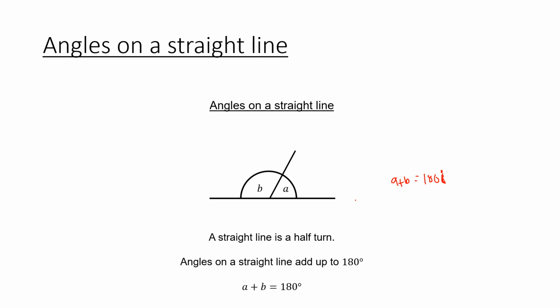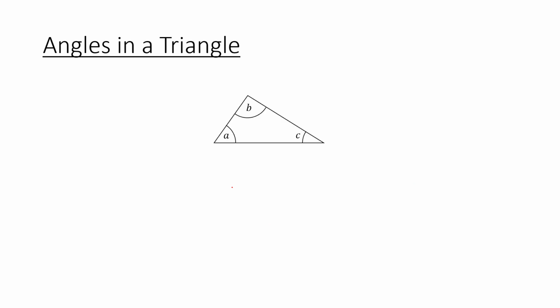And this, especially on a straight line, is going to be very, very useful when we then go to find missing angles on triangles. So angles in a triangle, we've already referred to this. They all add up to 180.